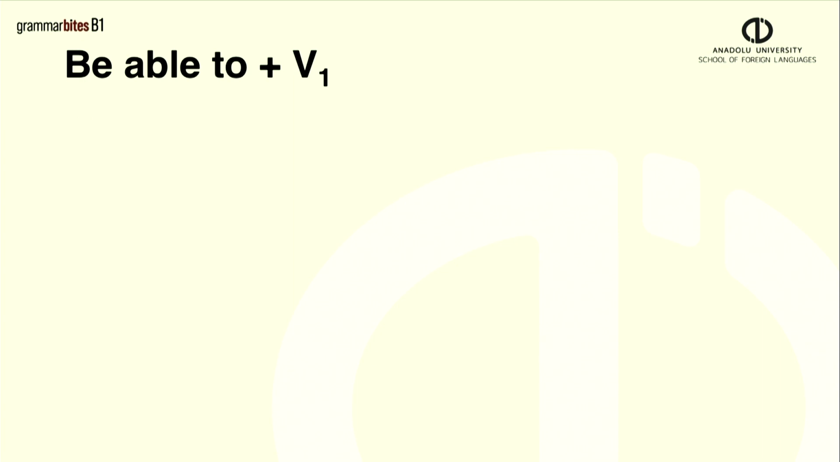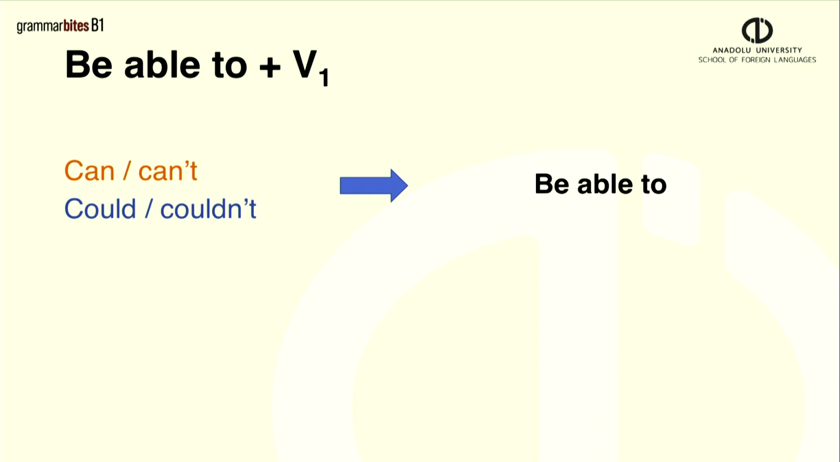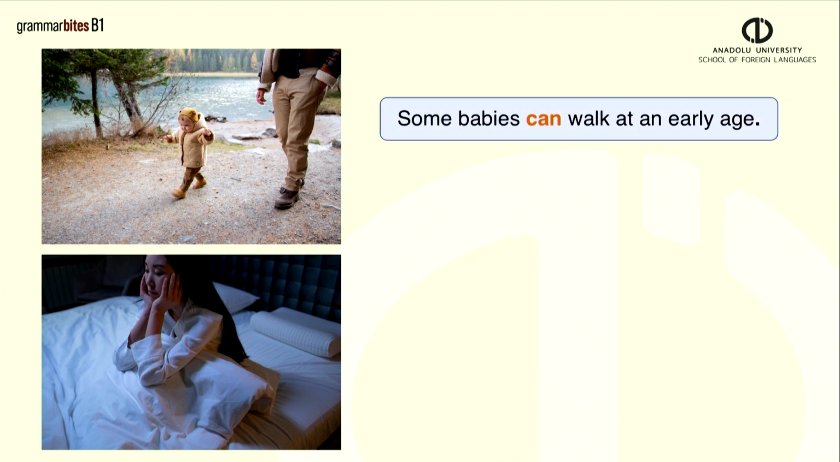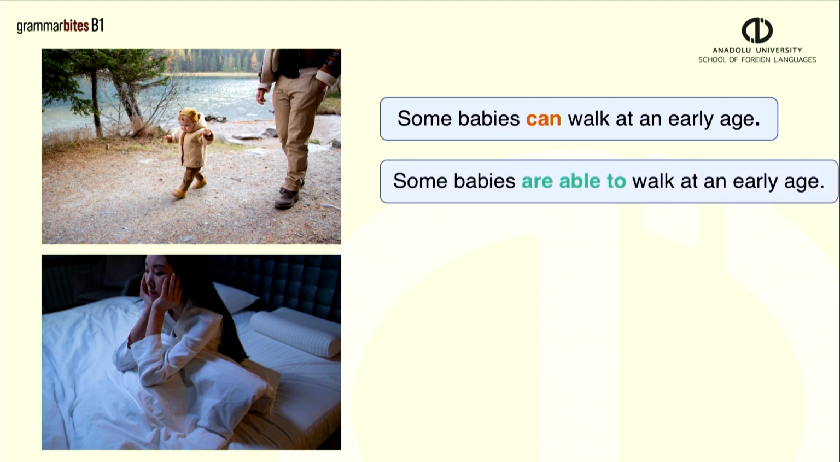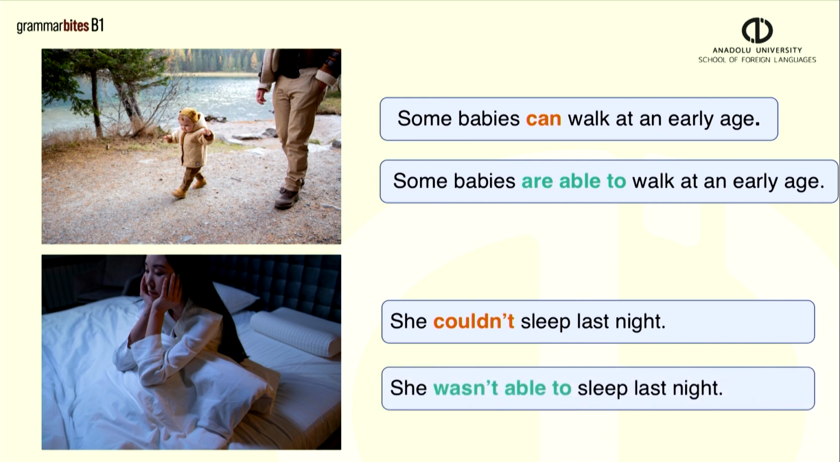Be able to is an alternative whenever we use can, can't, or could, couldn't. The only difference is be able to is more formal. Here are some examples to show you how different modals are possible to say the same thing. The first one is a general ability. Some babies can walk at an early age, or we can say, some babies are able to walk at an early age. The second one is about an ability in the past. She couldn't sleep last night, or we can say, she wasn't able to sleep last night.